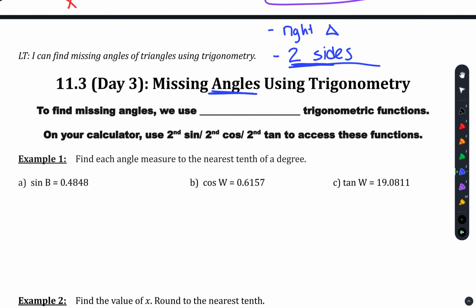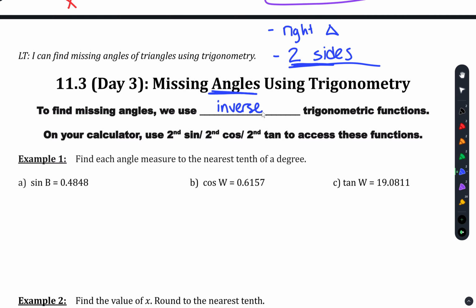Our requirements: we need a right triangle, and we need at least 2 sides. In order to find missing angles, we use something called inverse trigonometric functions. I'm going to show you what those buttons look like on your calculator in just a second.